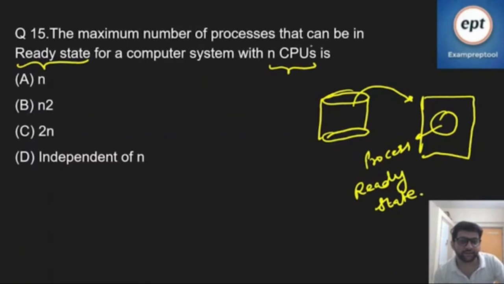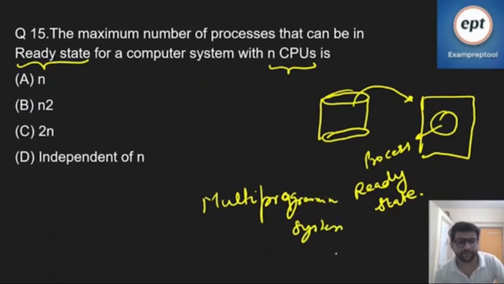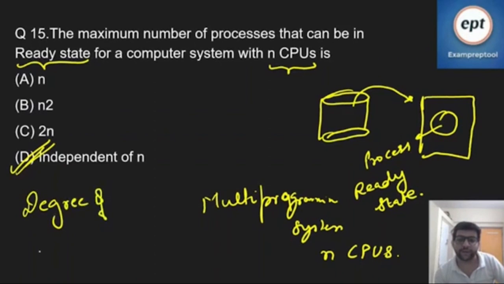And the maximum number of processes that can be in the ready state for a computer system with n CPUs. So we have been given a multi-processor system with n CPUs. We know that this number is independent of n. Why? Because this number is known as the degree of multi-programming.